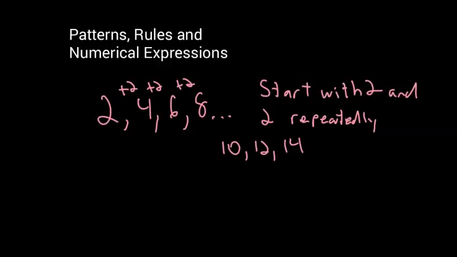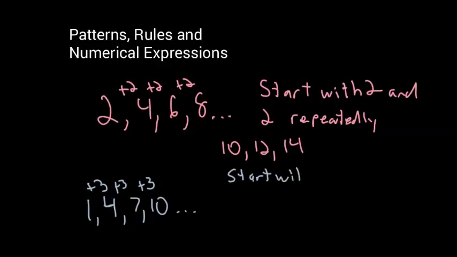So let's look at another pattern. Let's say I had 1, 4, 7, 10. So I look at this pattern. To get from 1 to 4, I add 3. 4 to 7, I add 3. 7 to 10, I add 3. So to write this rule, I would start with 1 and add 3 repeatedly.